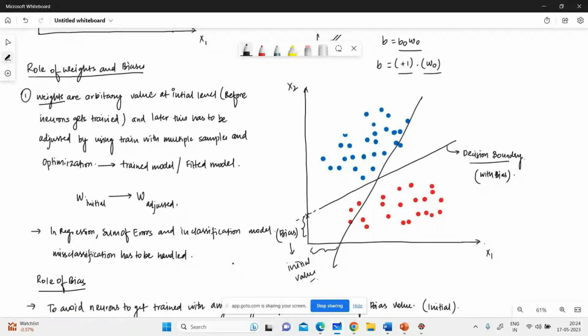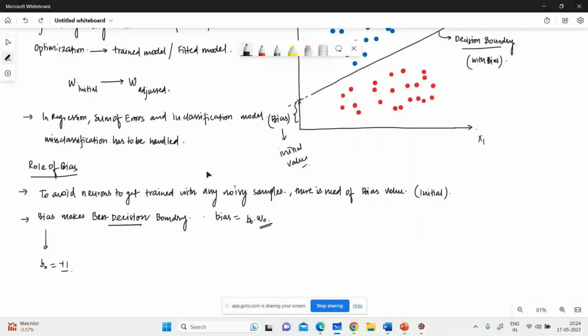Bias can be negative, can be positive, depending upon what? It is dependent on W naught, right? So whatever adjusted weights we get, according to that your bias will change, because B naught is fixed. B naught is plus one always, but W naught is not fixed. Bias is the combination of both, B naught dot W naught. B naught is plus one, and W naught can be any adjusted value. And the initial value can be anywhere. I was explaining here that it depends upon how your data is present, and according to that, it will change.